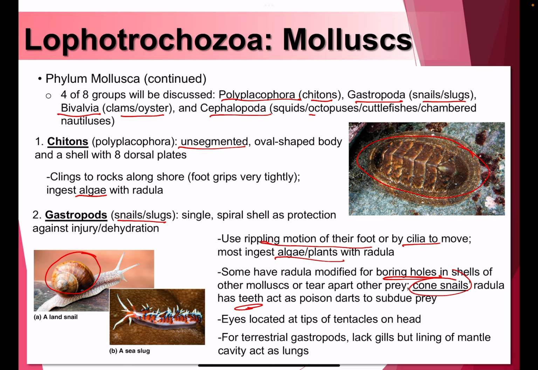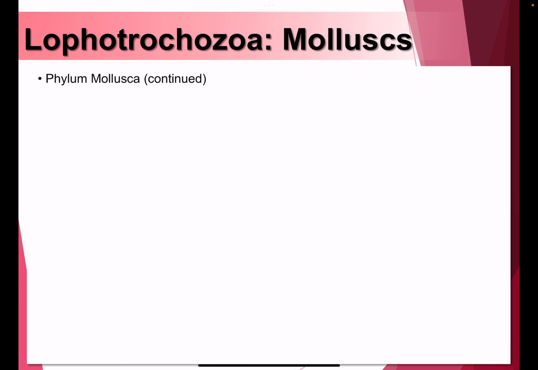The eyes are usually located at the tip of the tentacles on top of the head, right here. And terrestrial gastropods usually don't have gills because they don't live in water. That's why they don't need gills. But the lining of their mantle cavity will act as their lungs.